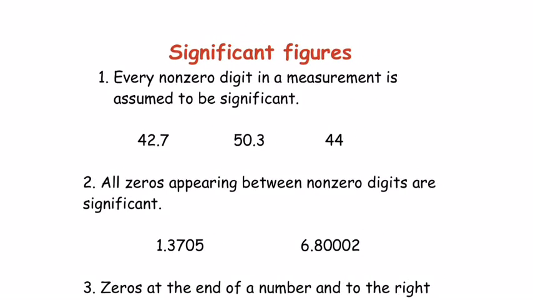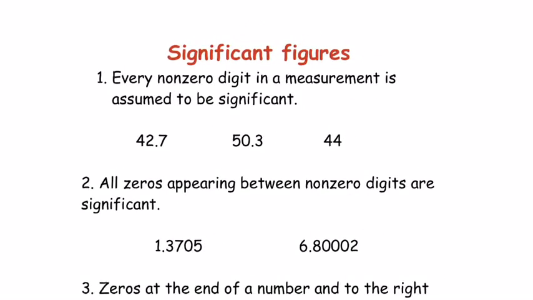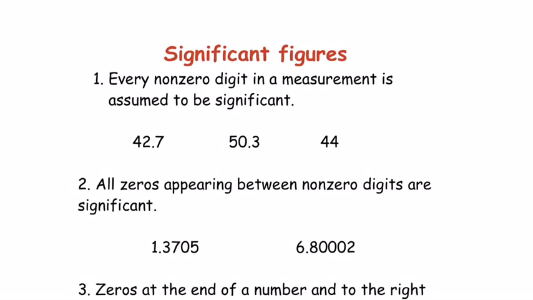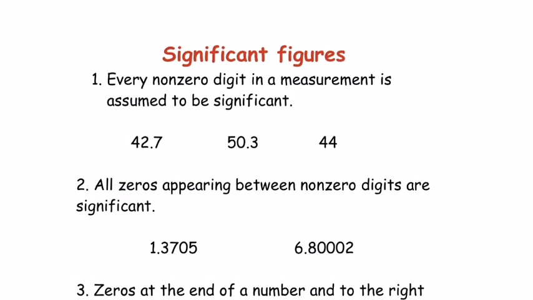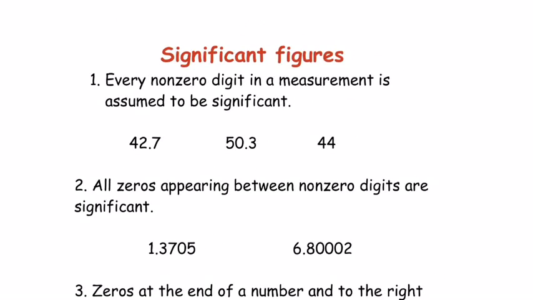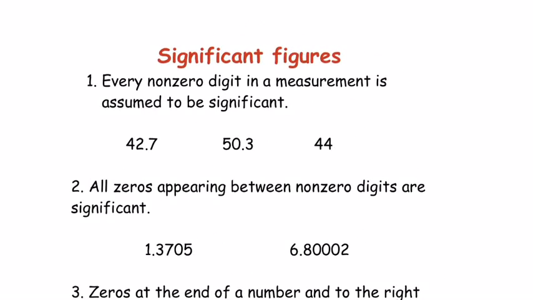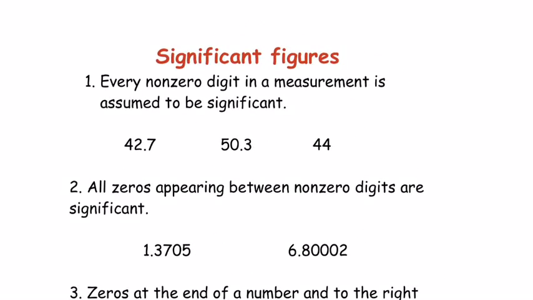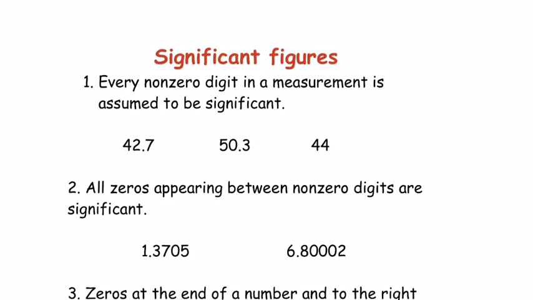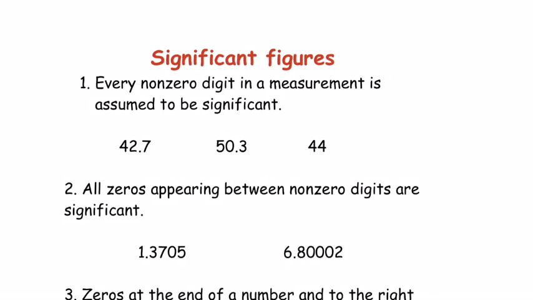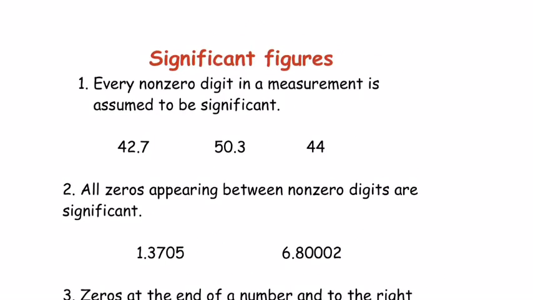For example, in the first number, 1.3705, the 0 is significant because it is in between the 7 and the 5, which are significant figures. Same with the second number, 6.80002. Even though there are 3 zeros, they are still significant because they are in between the 8 and the 2, which are significant figures, making the zeros significant figures.